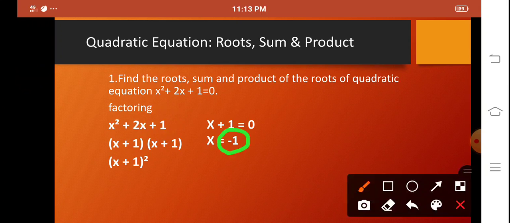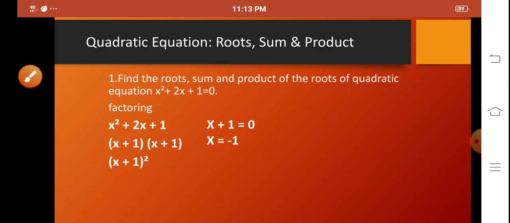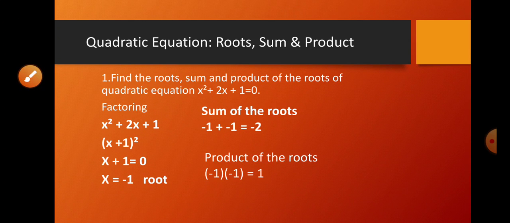How do we find the sum and product of the roots? Of course, our roots are -1 and -1, so we just add: -1 plus -1 is -2. For the product of the roots, we just multiply -1 times -1, and the answer is 1. But we can also make use of another way in finding the sum and product of the roots.